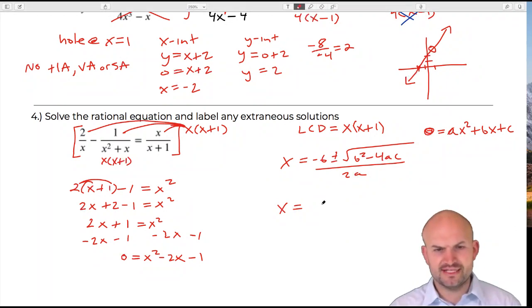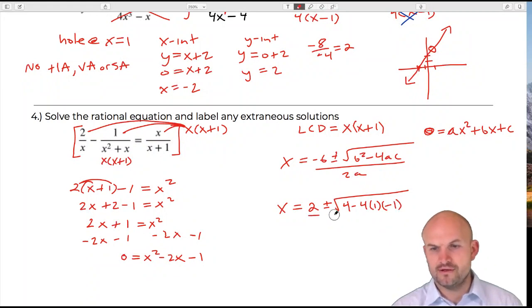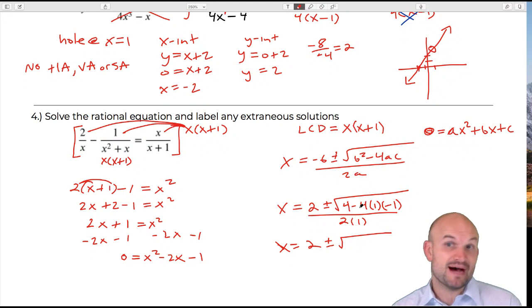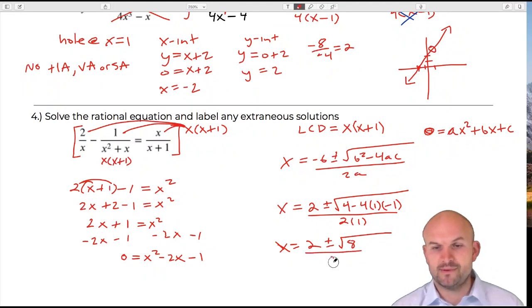So therefore, in this we're going to have the opposite of b, which is going to be 2, plus or minus the square root of negative 2 squared, which is going to be 4, minus 4 times a, which is 1, times c, which is negative 1. And that's all below 2 times a, which is 1. Okay, so as you can see here, that's going to be 2 plus or minus, and then negative 4 times negative 1 is a positive 4. So it's really 4 plus 4, which is just 8, divided by 2.